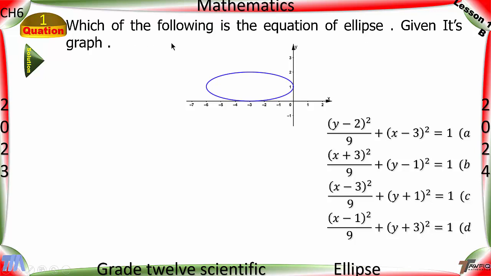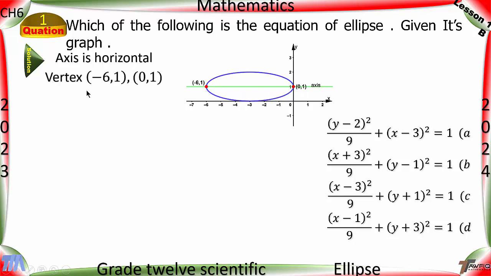Question number 1. Which of the following is the equation of the ellipse given its graph? First of all, we must know if the major axis is vertical or horizontal, because the bigger axis is this one, so the major axis is horizontal. And now to find the equation, first of all, we must search for the values of a, b and c. Here, these two points are the vertices.